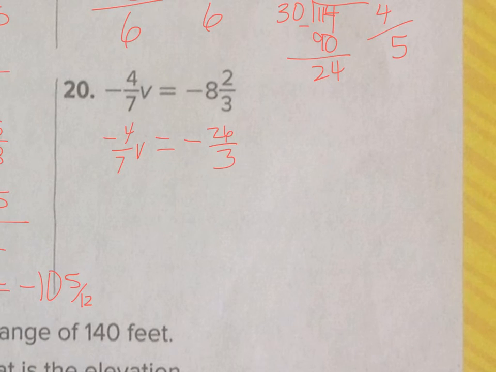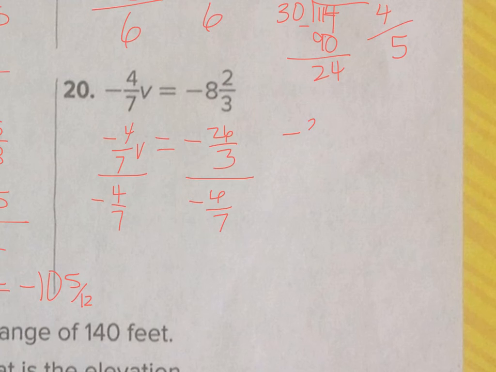And already I know that our answer for v, whatever it will be, will be positive, because when we have a negative 4/7 and then whatever answer for v, and we have a negative 26/3 as our answer, well, I know that a negative times a positive equals a negative, and a negative times a negative equals a positive. And since our answer is negative 8 2/3, I know that the number for v will be positive. So in order to move forward, we will take whatever is in front of v, so in this case it's negative 4/7, and divide it by both sides.